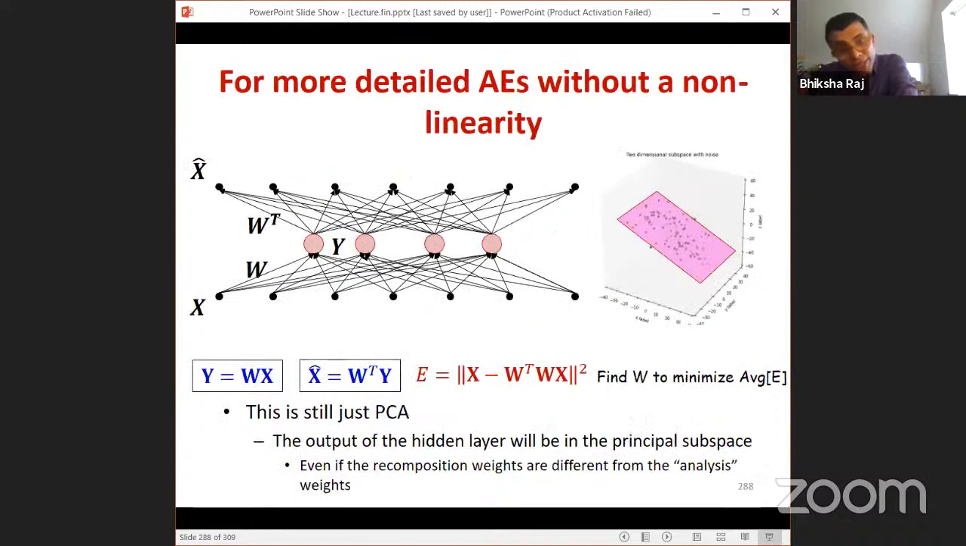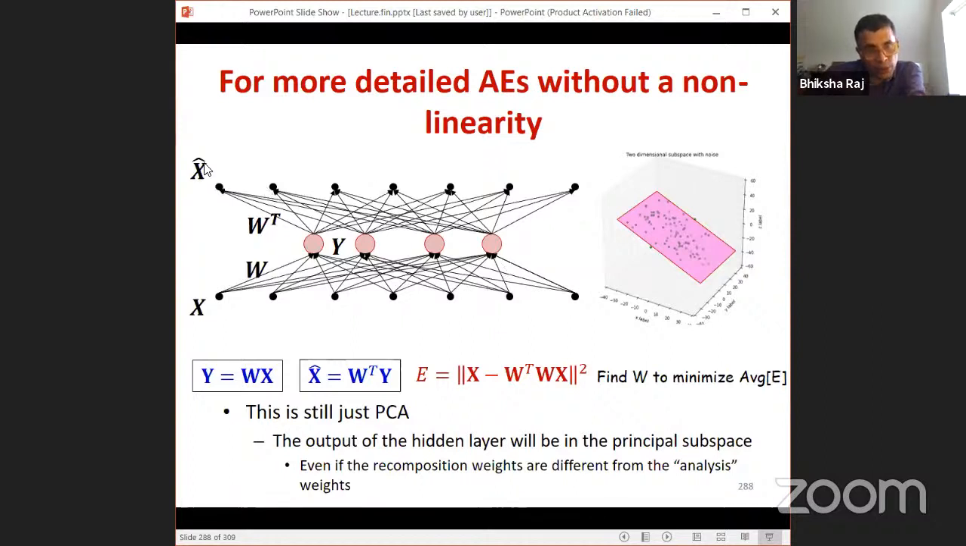Now, if I have more than one hidden neuron, if I have many hidden neurons, then I'm going to have a network of this kind. And if all of these hidden neurons have linear activations, then once again, the output is going to be just some point on the linear subspace spanned by the weights matrix, so the output is always going to be on some hyperplane in the space.